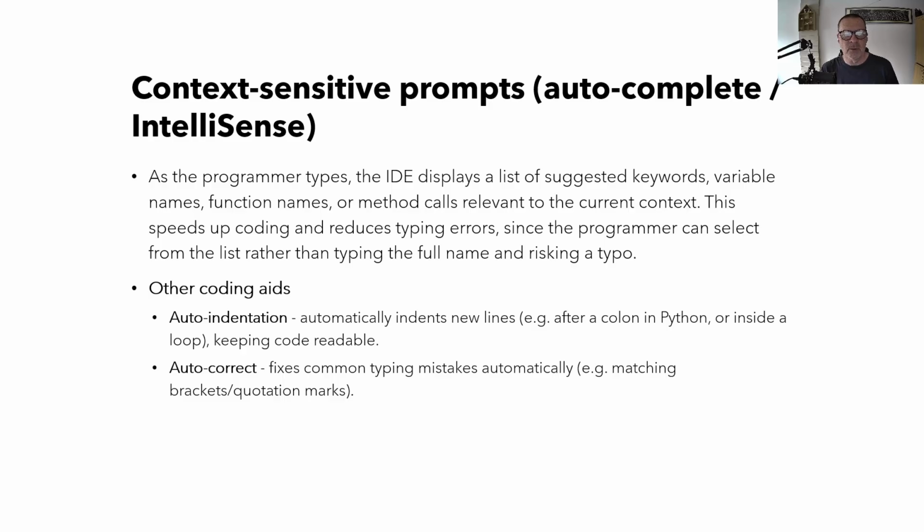Autocorrect automatically corrects some of the mistakes you make. Obvious things like forgetting to put an end quote or an end bracket on something. It can work that out quite easily and just fix it for you without even asking.